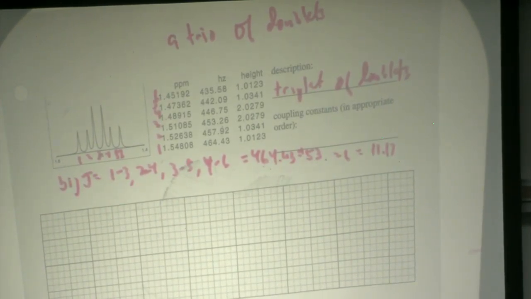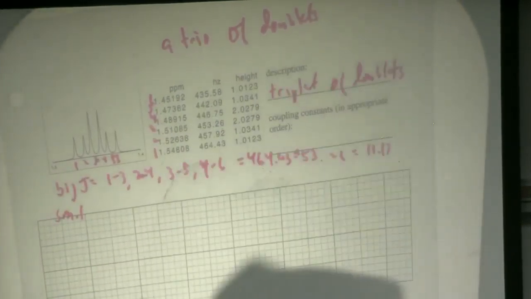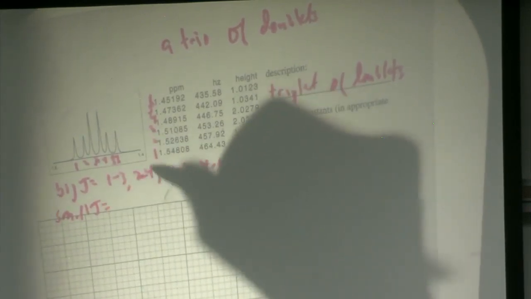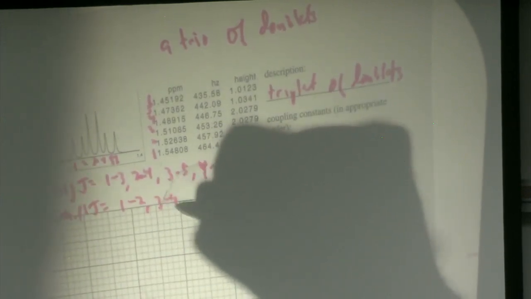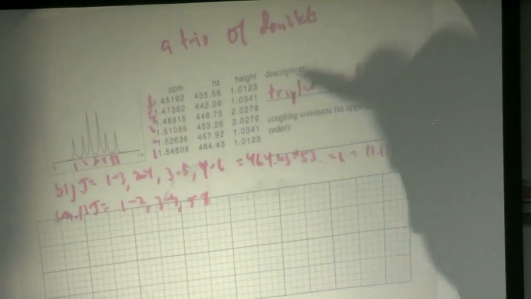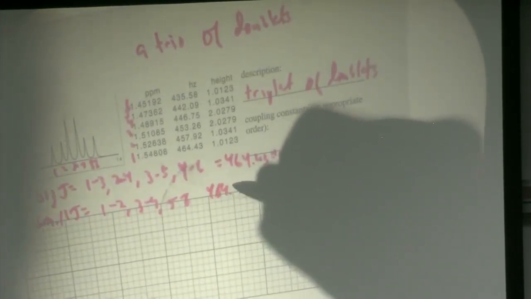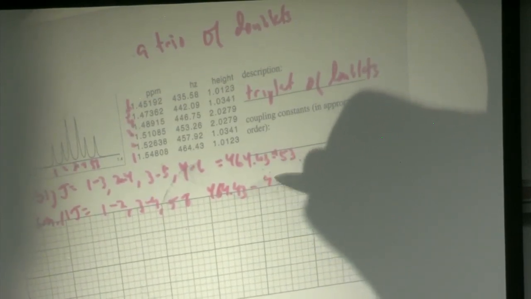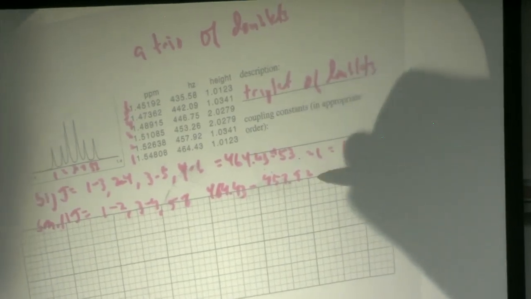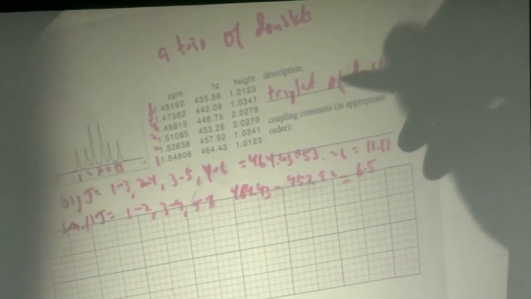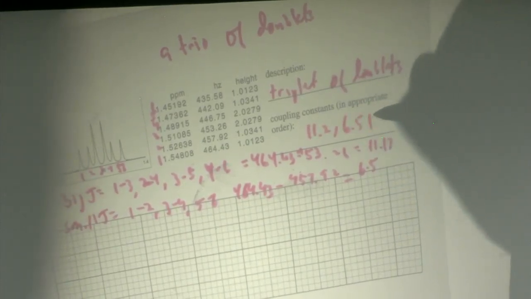Small j, and as I said, for any multiplet, you can always take first minus second, or next to the last minus last. The small j is 1 minus 2, 3 minus 4, 5 minus 6. If I want to, since this is simulated data, I'll just take 464.43 minus 457.92. And I get that that's 6.5. So I would report this as 11.2, 6.5 hertz.